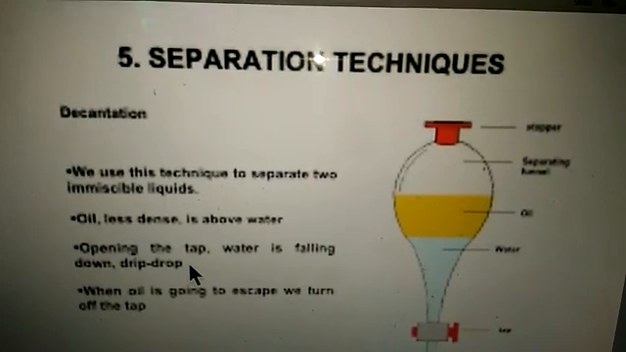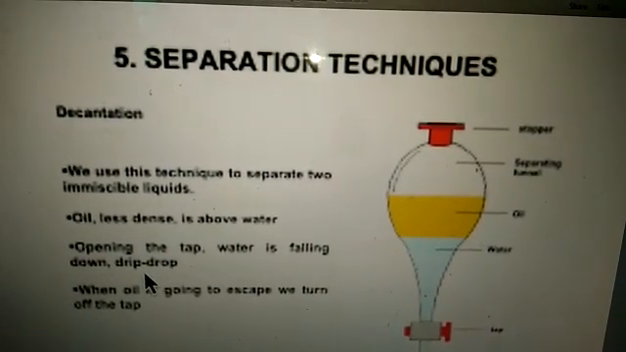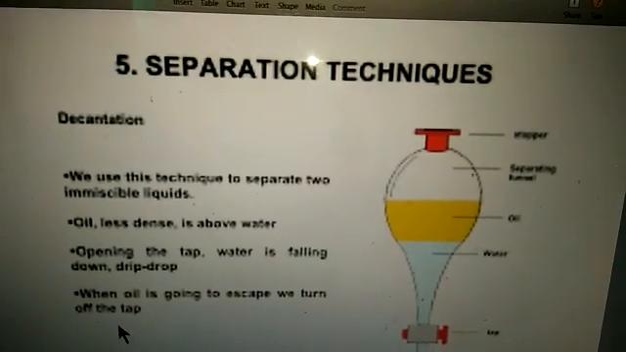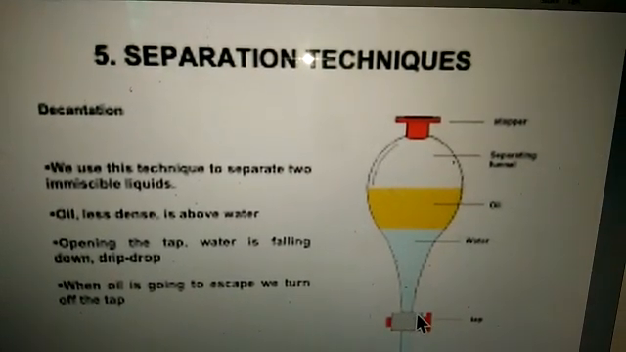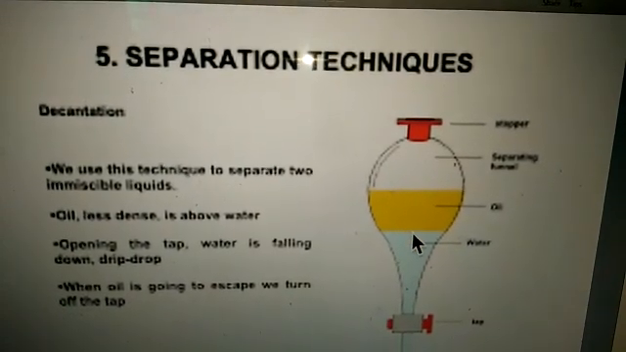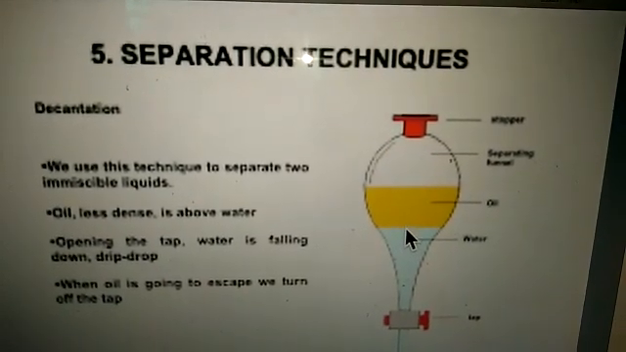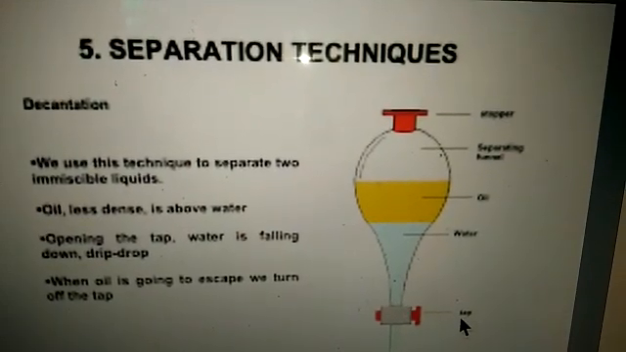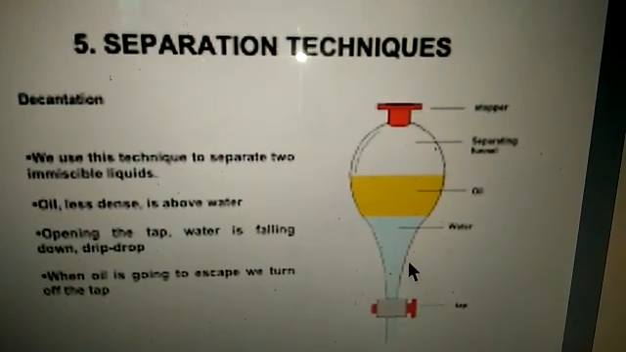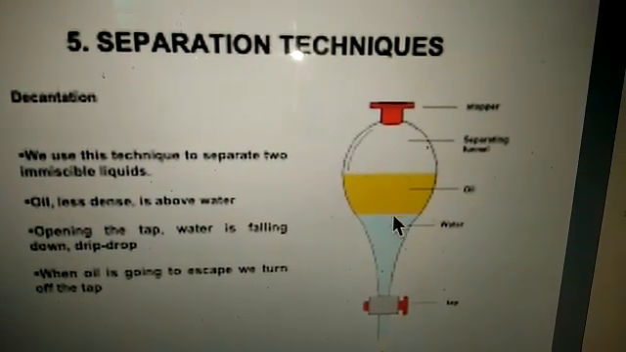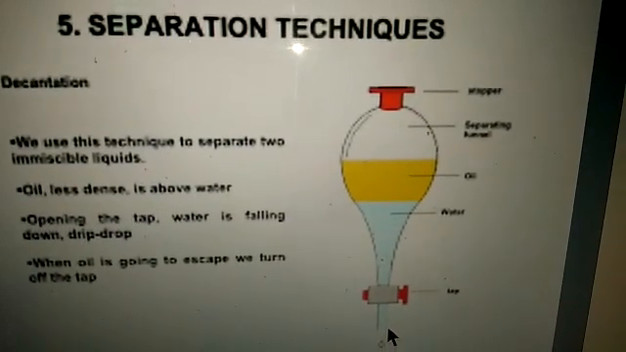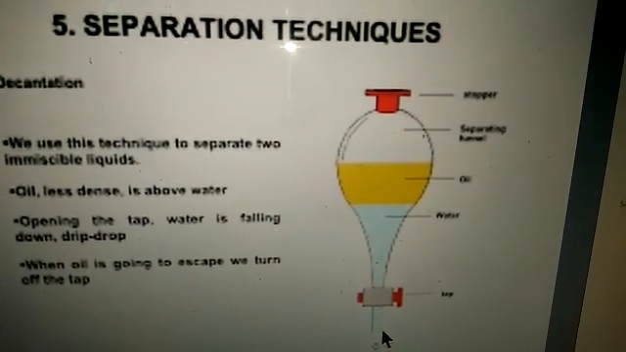After opening the tap, the water is falling down drip by drip. So when oil is going to escape, we turn off the tap. So when we open the tap here, this water comes down, and when the level of the oil and water reaches here, we close the tap. Then we put another beaker at the bottom of this funnel and we open the tap, and the oil is then collected into that beaker. In this way, oil and water are separated using a funnel.